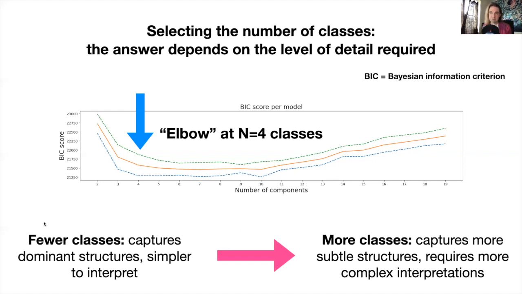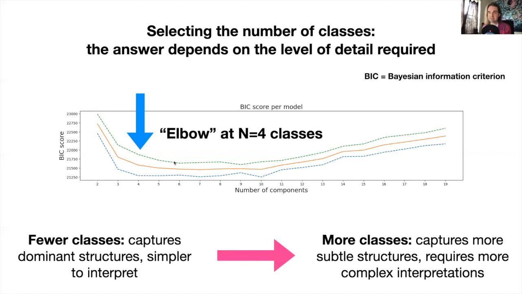Conceptually, if you pick fewer classes, you're capturing fewer dominant structures in that data set. It's simpler to interpret, but you are missing some details. So that's a choice that you could make depending on the application that you're working in. If you include more classes, yes, you'll capture more subtle structures, but it will require more complex interpretations. Yeah, so let's get back.